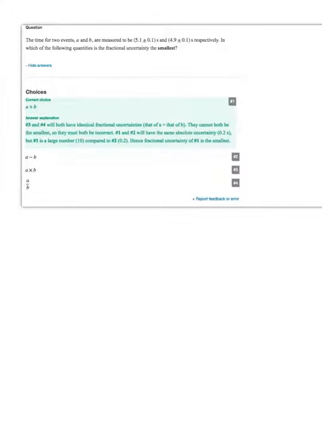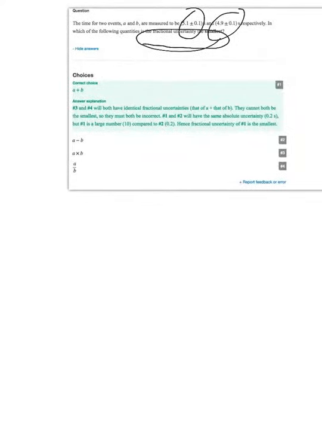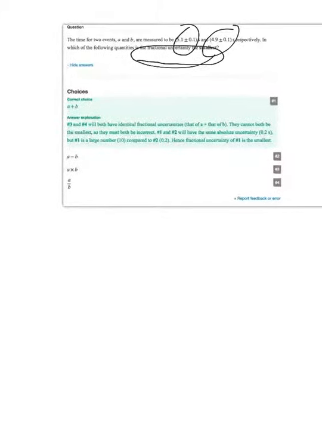Here's a similar exercise. The times for two events, A and B, are measured to be 5.1 plus or minus 0.1 and 4.9 plus or minus 0.1. Which of the following situations will give you the smallest fractional uncertainty? Okay, so let's have a look at all 4 situations. You've got A plus B, A minus B, A times B, and A divided by B.